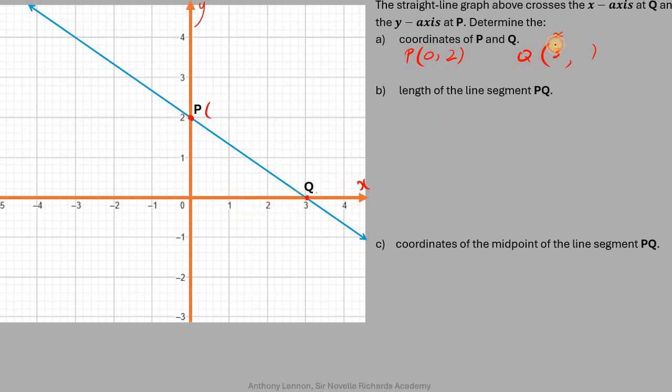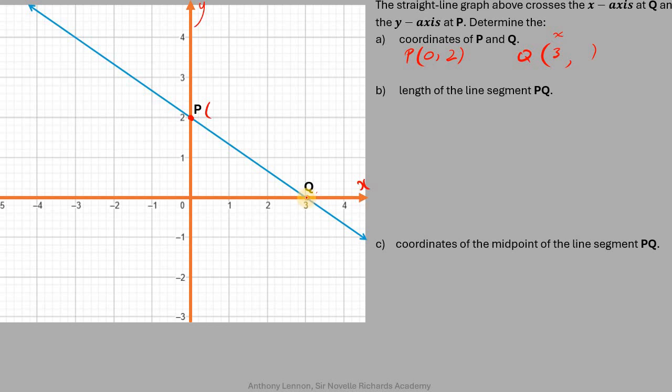All right, now positive 3 in terms of the first coordinate. The first coordinate is always the x-coordinate, the first movement that you'll make. If you do not make a movement left or right, then you're saying that the x-coordinate will be 0, as in the case of P. But since we move to the right for the point Q, then the x-coordinate is going to be a positive. And we move 3 units to the right, so it's a positive 3.